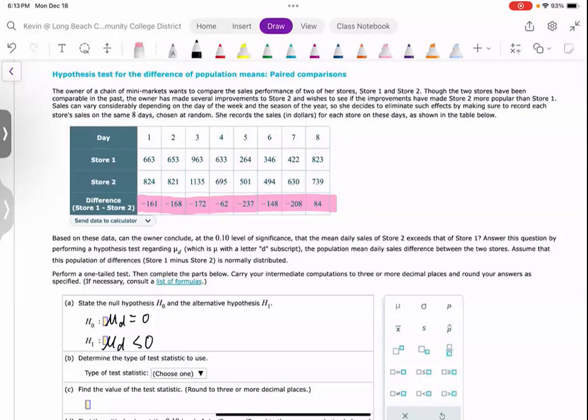Sales can vary considerably on the day of the week and the season of the year. So she decides to eliminate such effects by making sure to record each store's sales on the same 8 days chosen at random. She records them in dollars for each store on these days, as shown in the table below. And as I mentioned before, by the way, we can see right here that our degrees of freedom is going to be 8 minus 1, or 7. All right.